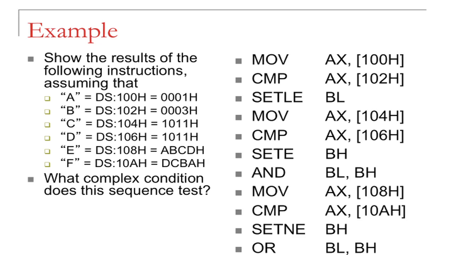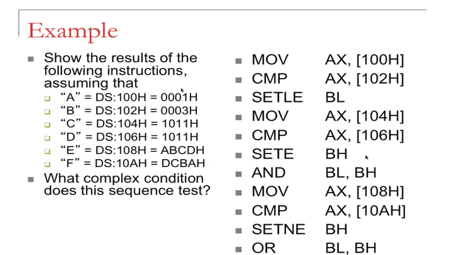How do we know what is BH and BL? That's part of the instruction. Oh, you mean the initial values of them? We don't care because we just use them, and they are okay. For this third instruction, it's set LE BL. So BL is the destination operand. So if the condition is true, we'll set that BL, which means the BL will be FF.